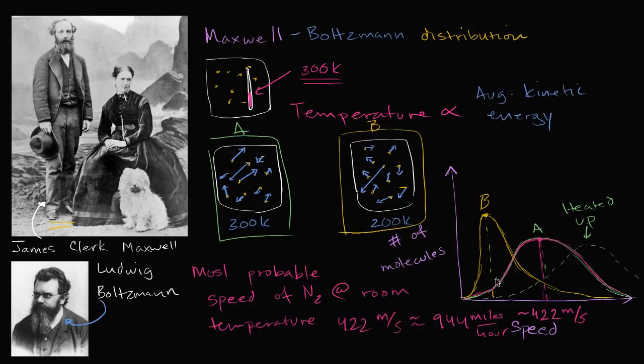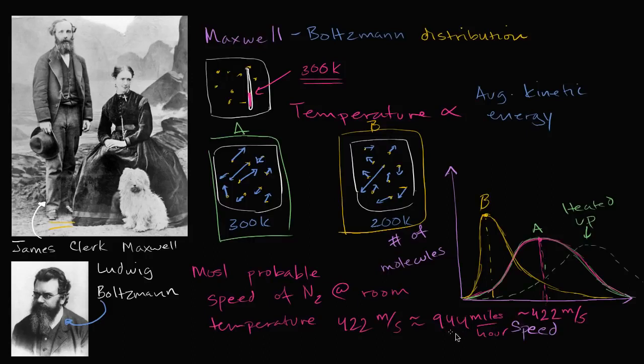And not just that speed, there are ones that are traveling even faster than 422 meters per second. There are particles around you traveling faster than 1,000 miles per hour, and they are bumping into your body as we speak. And you might say, well, why doesn't that hurt? Well, that gives you a sense of how small the mass of a nitrogen molecule is, that it can bump into you at 1,000 miles per hour, and you really don't feel it. It feels just like the ambient air pressure.